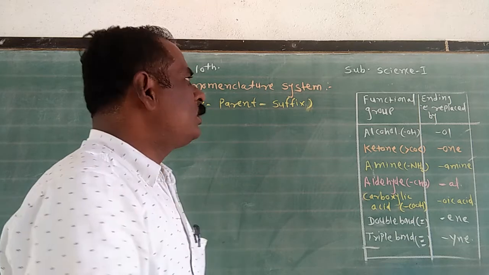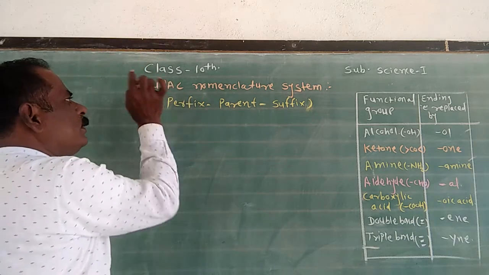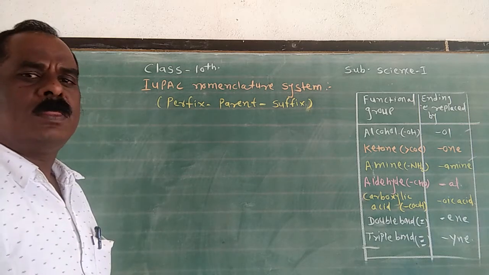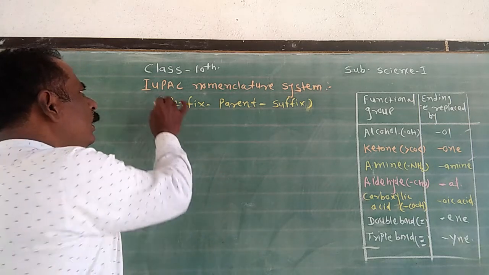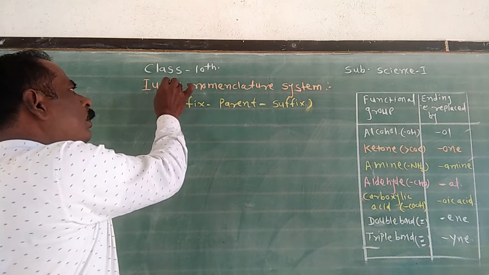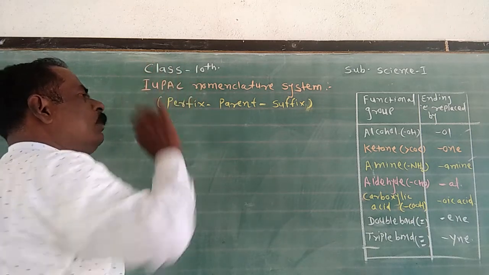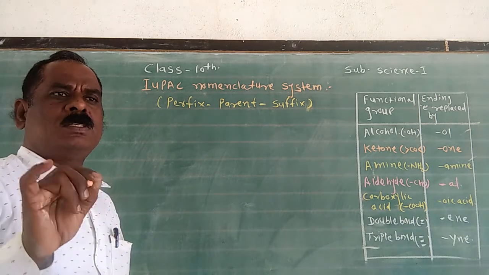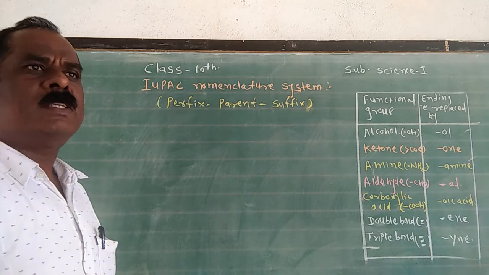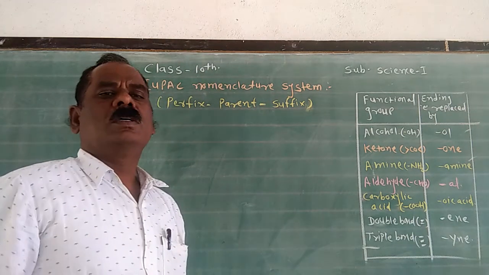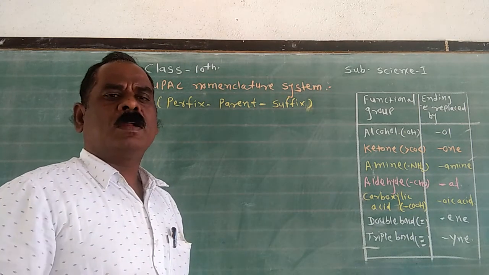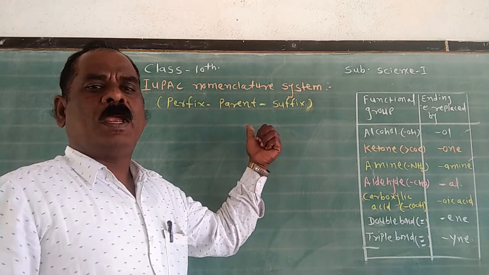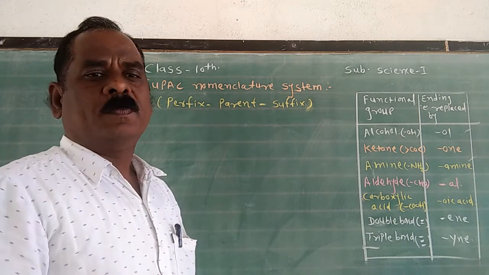Therefore, a new system was developed. The name of the system is the IUPAC nomenclature system. The long form is International Union of Pure and Applied Chemistry. This nomenclature system mainly depends upon the skeleton or structure of the hydrocarbon compound. Therefore, this system was accepted all over the world.